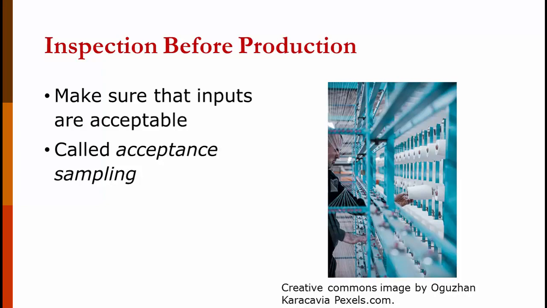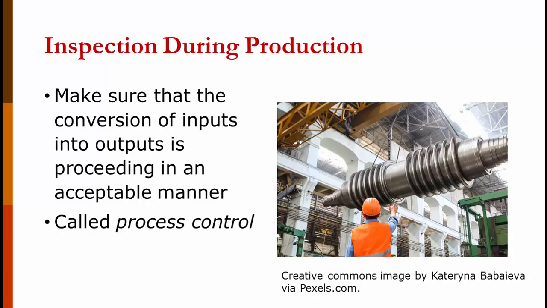You have to inspect. If you're inspecting during production, you're trying to make sure that the conversion of inputs to outputs is proceeding in an acceptable manner. In other words, you're doing the right things in the process, that your process isn't out of control. This is called process control.